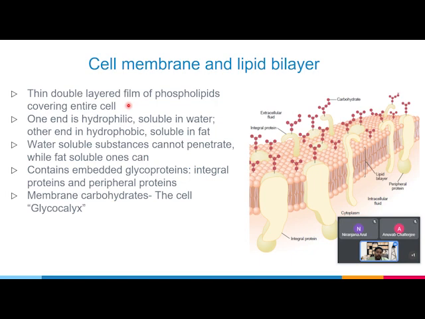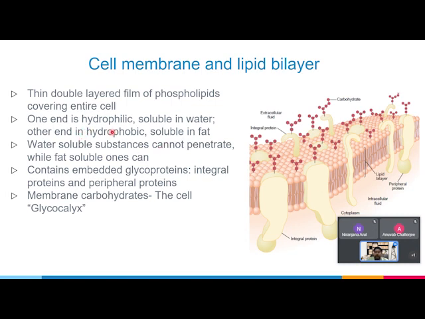The hydrophobic ends are present in the interior of the cell membrane, and hydrophilic ends are present on the exterior of the cell membrane. So we have a double layer, that is one layer facing the exterior of the cell, the extracellular side with its hydrophilic heads, and the other layer with its hydrophilic ends facing towards the interior of the cell. And the hydrophobic ends are joined together in the middle to form the thick section, the middle portion of the cell membrane.